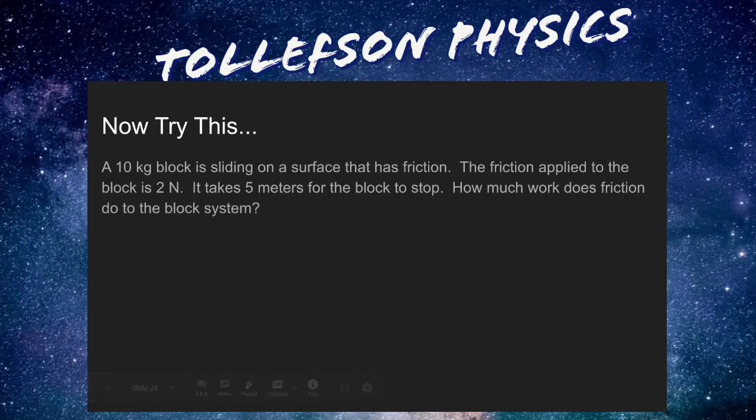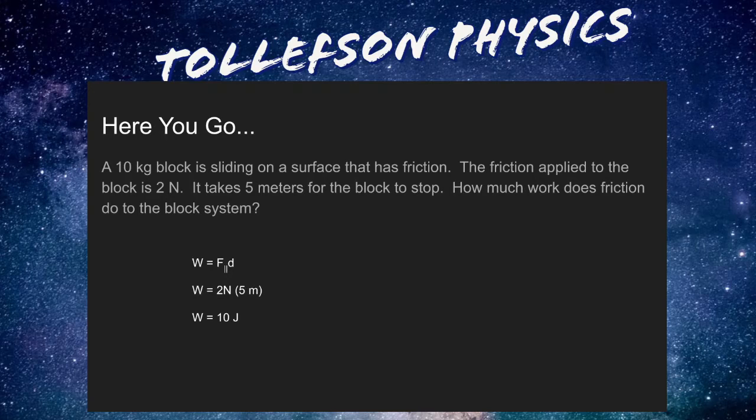All right, so the only way to learn physics is by doing physics. And so let's do this problem. We have a 10 kilogram block that is already sliding on a surface that has friction. And so the friction applied to the block is 2 newtons. And we see that it takes 5 meters for it to stop. So the question I have for you to solve is how much work is friction doing on the block system? So solve that now, hit pause, and unpause when you're ready to see the solution.